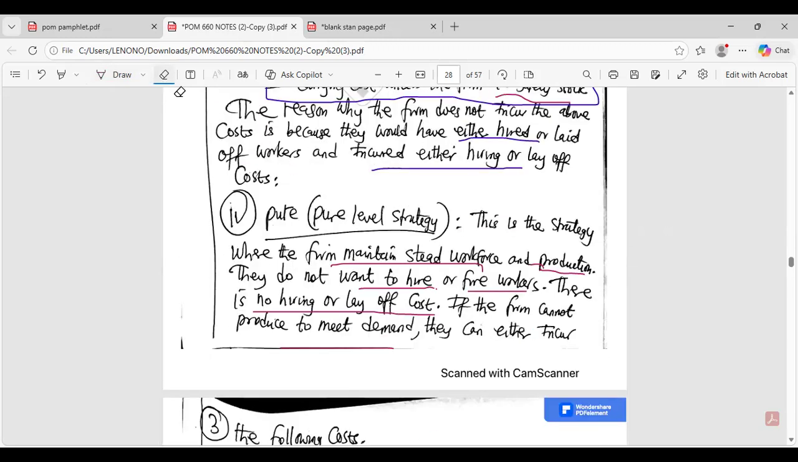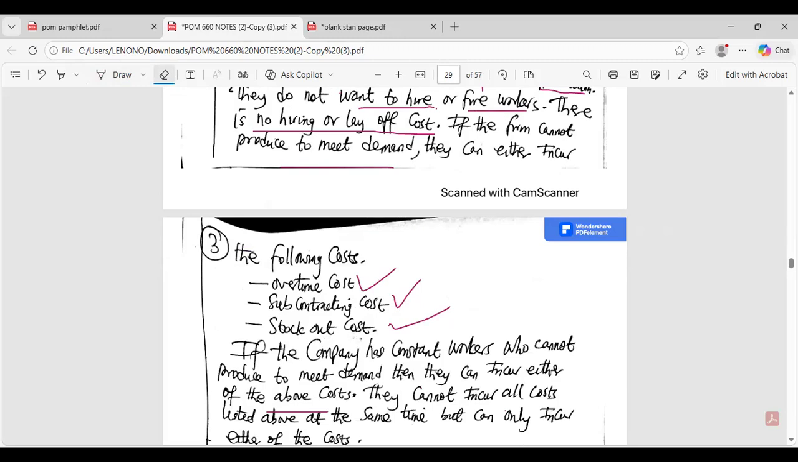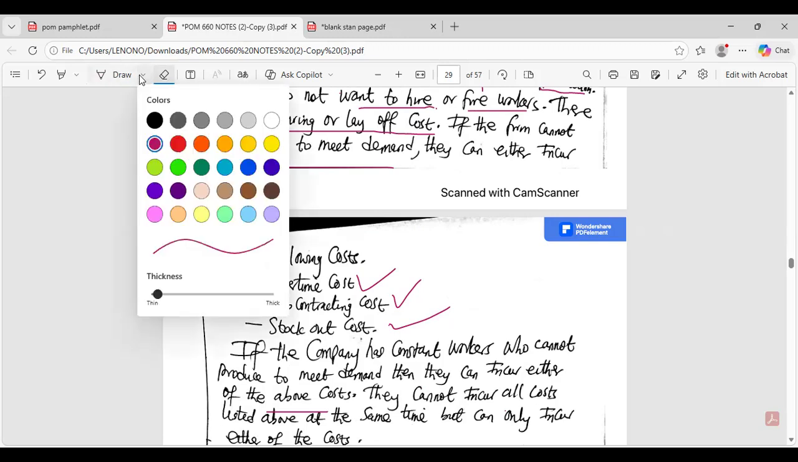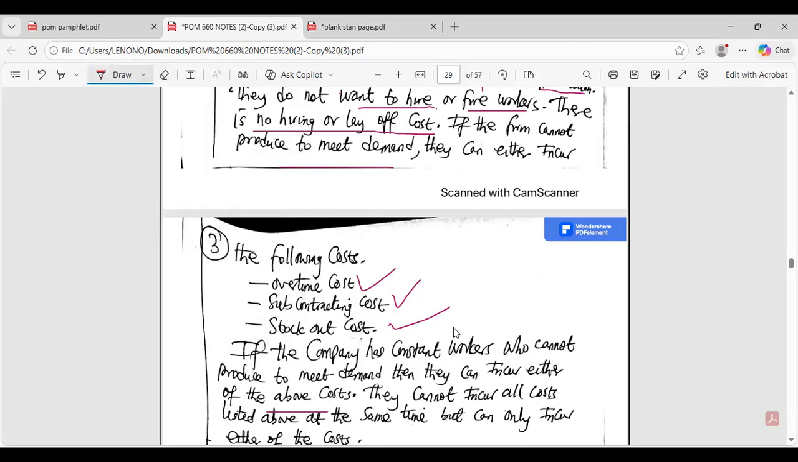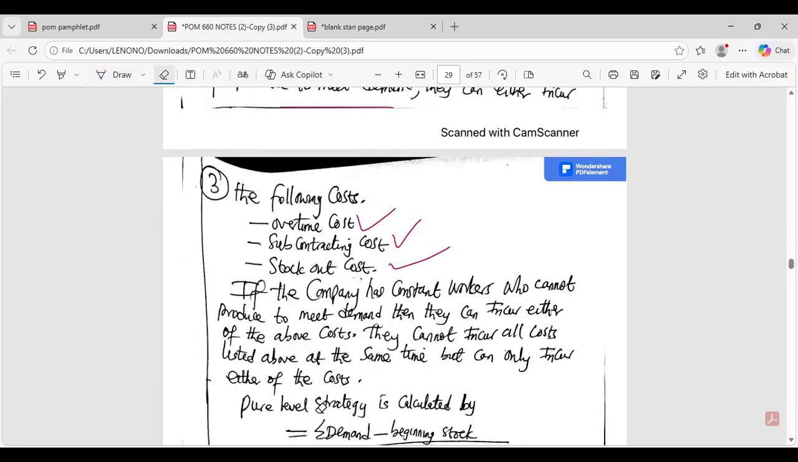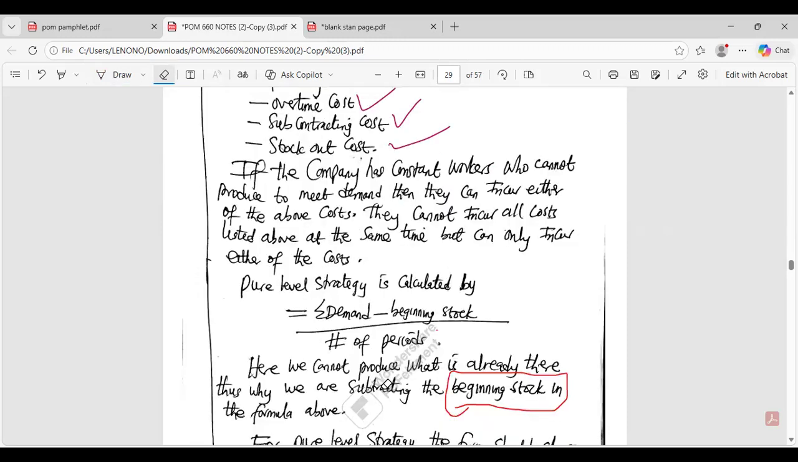So they can incur overtime cost, they can incur subcontracting cost, they can incur stock out cost. If the company has a constant workforce, and these workers cannot produce to meet demand, then they can incur either of the above costs. So they cannot incur all the listed costs at the same time because they can only incur either of them.